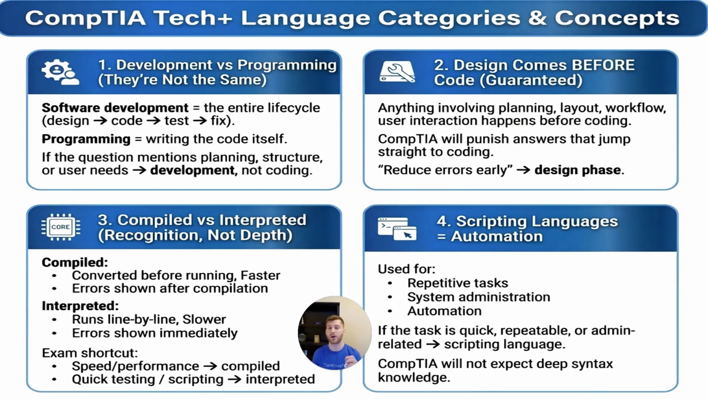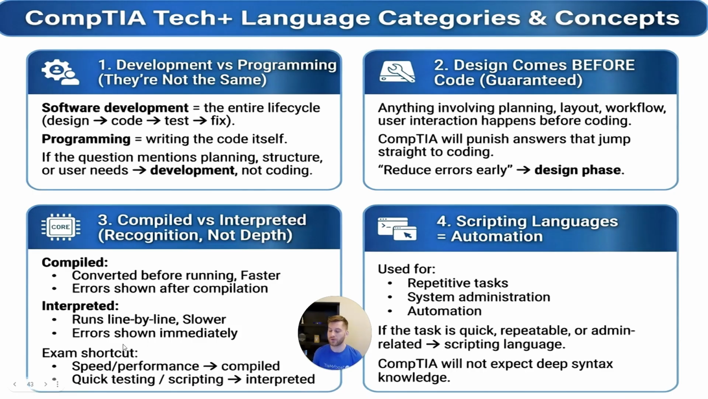Next up is number 3 here, compiled versus interpreted code. Remember, compiled code is converted before running. It's usually a little bit faster because it shows errors after the whole thing compiles. With interpreted code, things are run line by line, which makes things slower. But with interpreted code, we can see errors exactly as they appear and not just at the end.